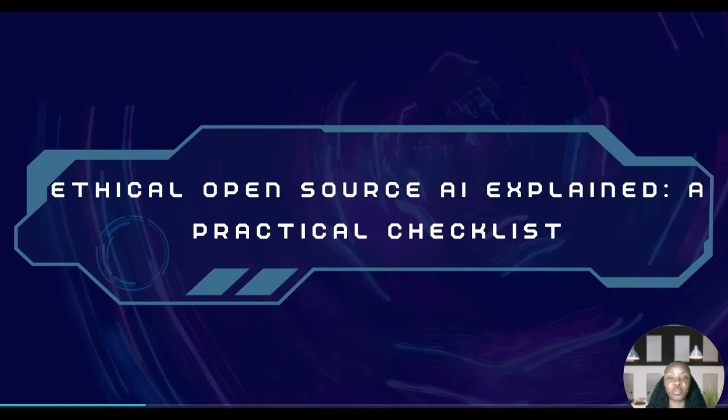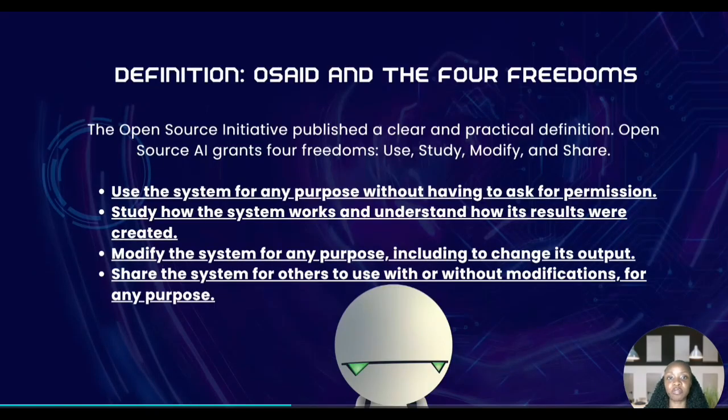By the end of this video, you will have a playbook for building and shortlisting open models that people can actually trust. Now, let's define open source AI. The Open Source Initiative published a clear and practical definition. Open source AI grants four freedoms to use, study, modify, and share. So, you can use the AI system for any purpose without having to ask for permission. That's one. Study how the system works and understand how its results were created. Modify the system for any purpose, including to change its output, and share the AI system for others to use, with or without modifications for any purpose.